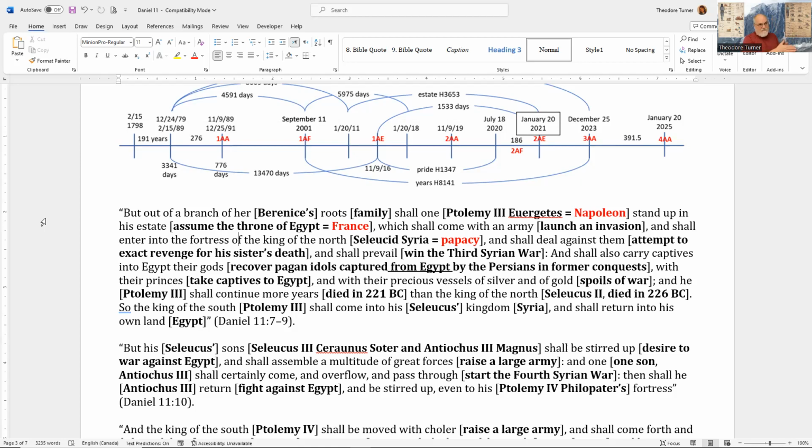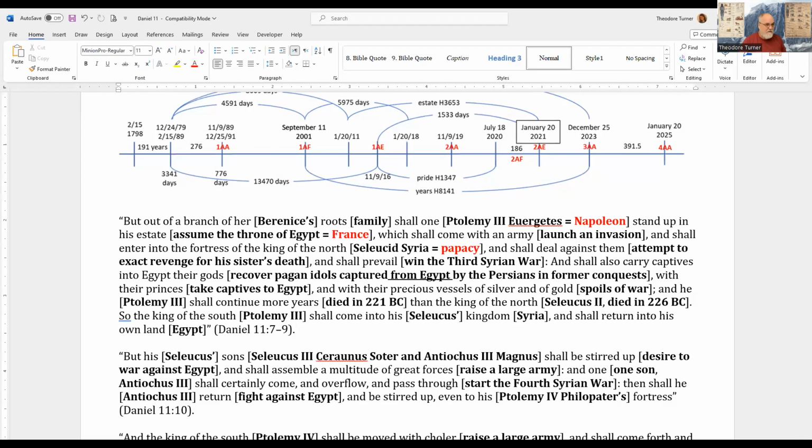So here in this history, verses 7 to 9, out of the branch of her Berenice's root, we're going to look at just the historic. Ptolemy III, Euergetes, stands up in his estate, assumes the throne of Rome, which shall come with an army, launch an invasion, and shall enter into the fortress of the king of the north. Now, when we made this application in our history, standing up in his estate, we connected this to who? Who stands up in his estate?